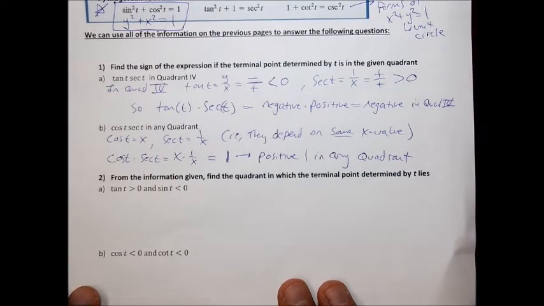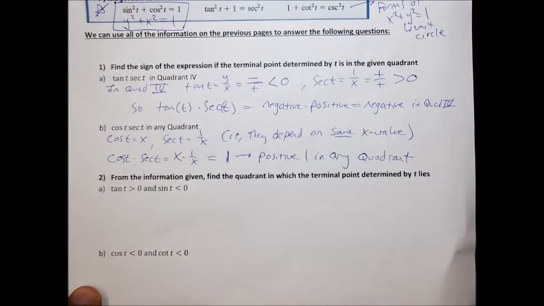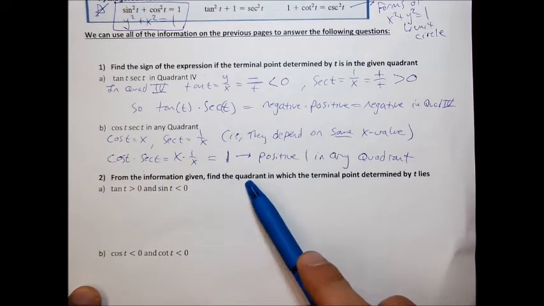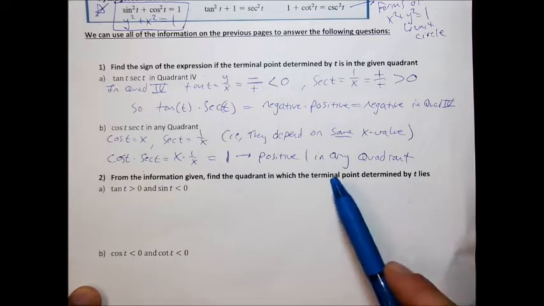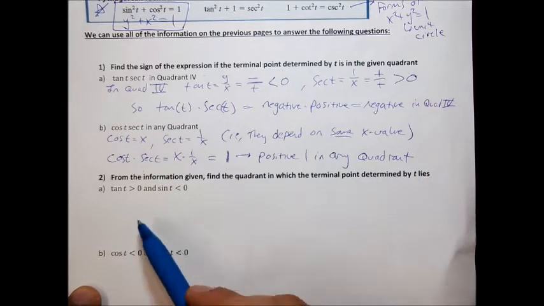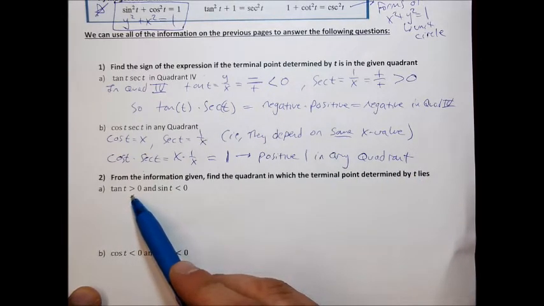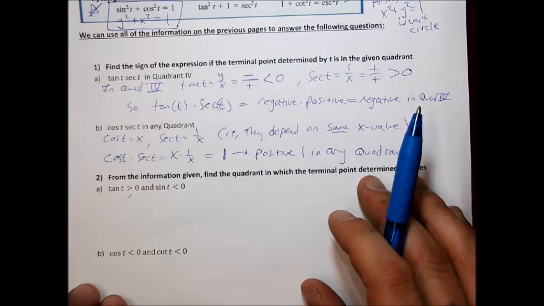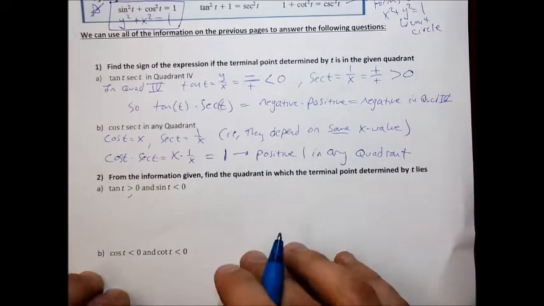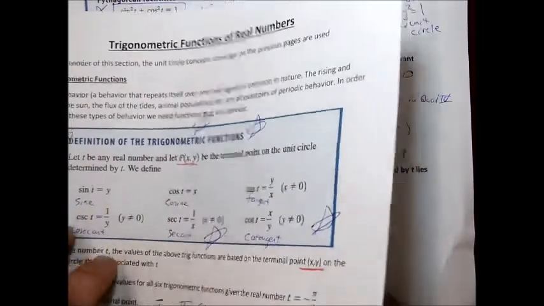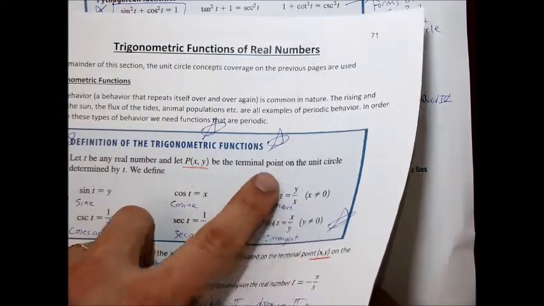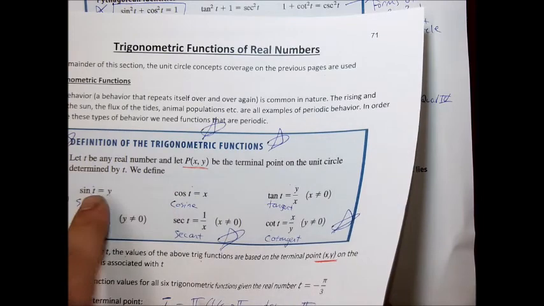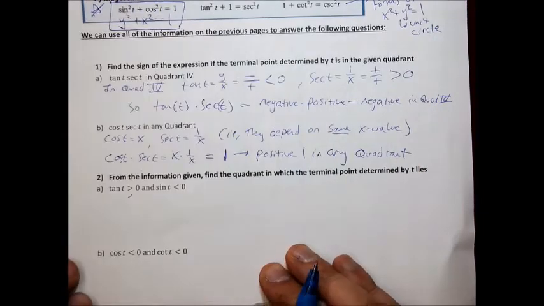And so the next question here is asking us, from the information given, let's figure out what quadrant t must be in. So if we know that tangent of t is positive, and we know sine of t is negative, that tells us something about the quadrants. Because we know, based on box 1, tangent is y over x, right, and sine is y. Okay, so let's write that down.